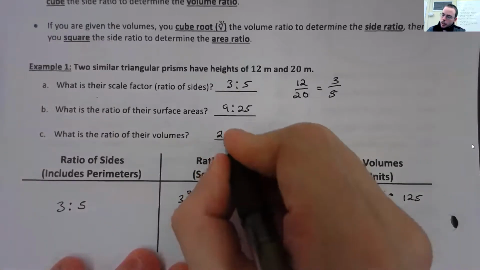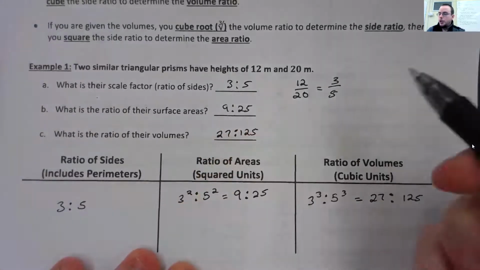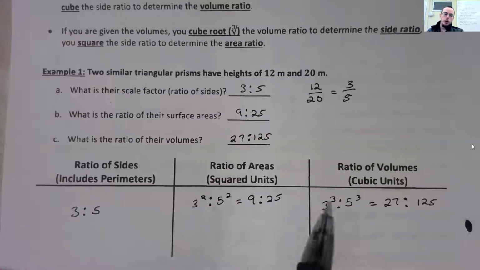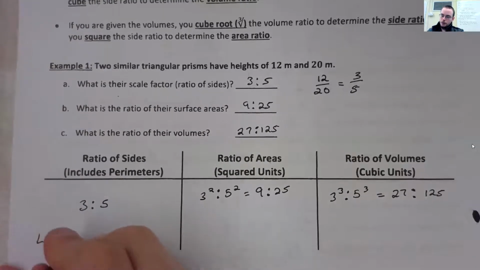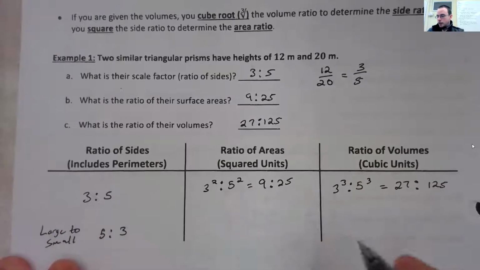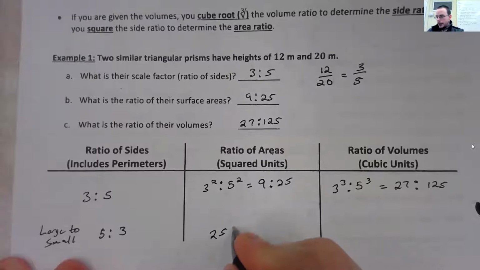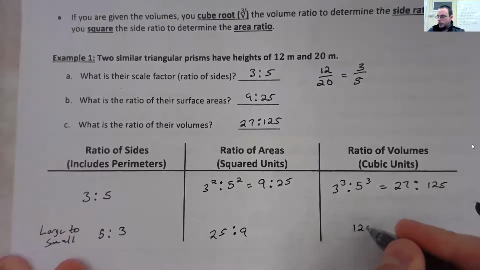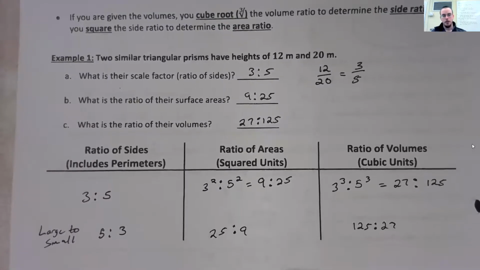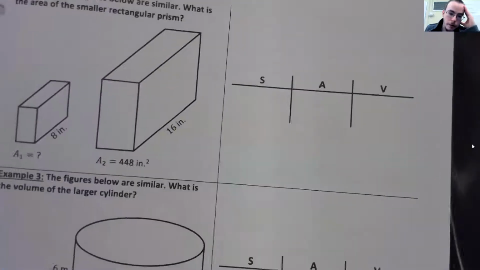Now that is obviously the ratio of the small to the large. If you were to do large to small, you would just switch the order. So it would be 5 to 3, then 25 to 9, and 125 to 27. All right, so that's all there is for scale factors and determining the ratios. Now let's use those ratios to determine the area or volume.